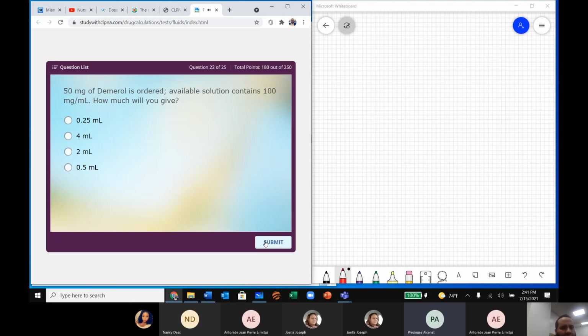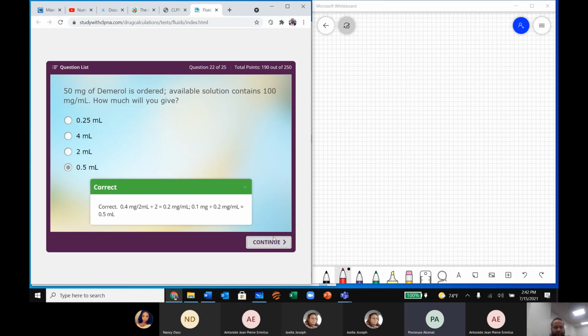Okay, 50 milligrams of Demerol is ordered. The available solution contains 100 milligrams per ml. How much will you give? It's D, 0.5. Yes, good job. 0.5. Good.